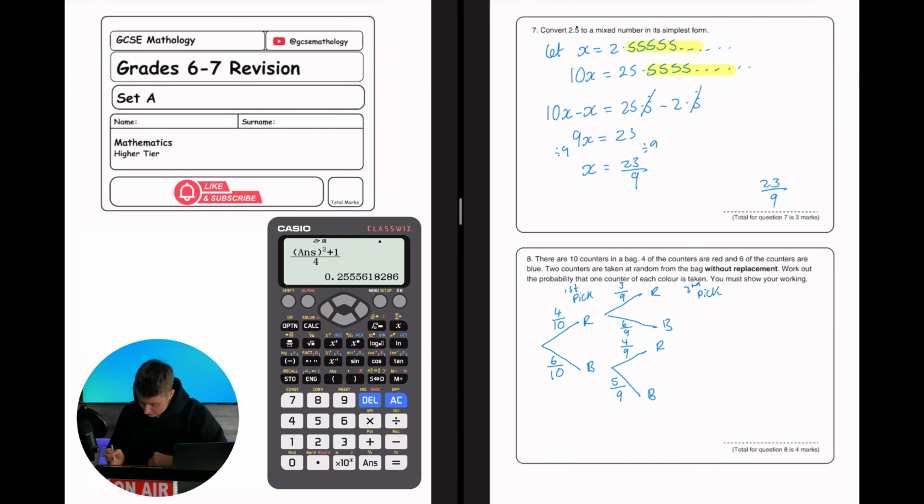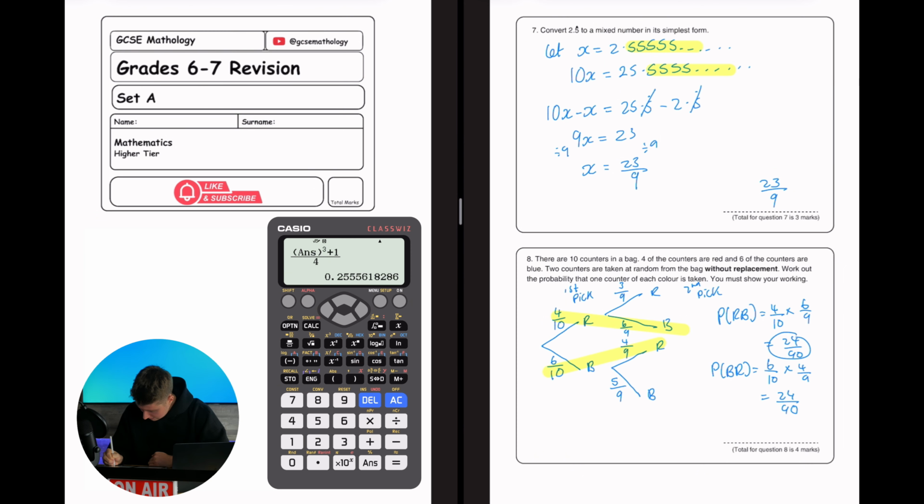Now the question is asked, work out the probability that 1 counter of each colour is taken. So that means we're going to do the red-blue root and then the blue-red root. So the probability of a red and then a blue is 4 out of 10 times 6 out of 9, which is 24 out of 90. And then the probability of a blue and then a red is equal to 6 out of 10 times 4 out of 9, which is 24 out of 90.